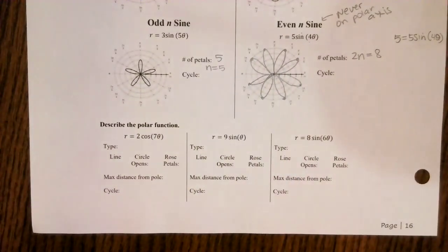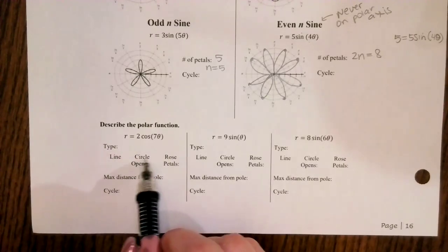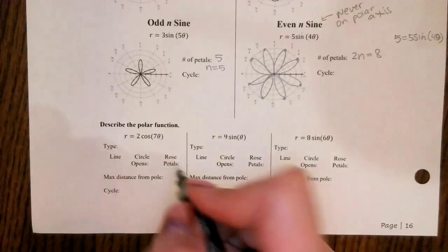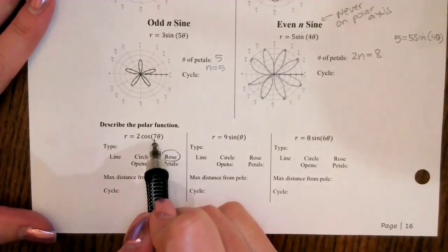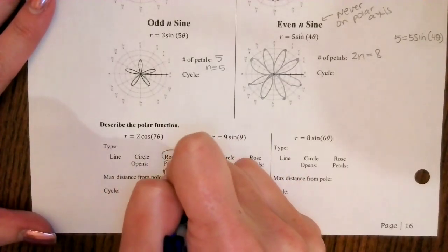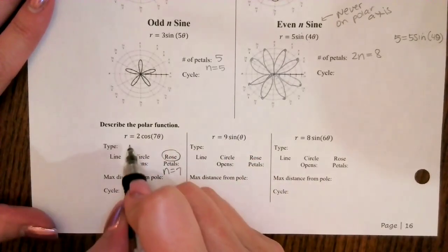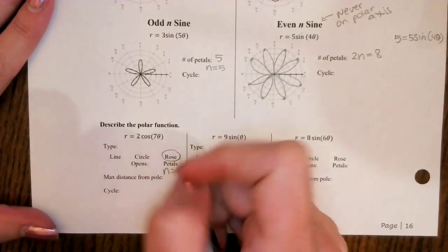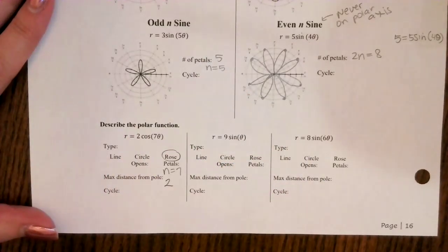It tells us here to describe the polar function. So they've given us the equation here. They ask us, is that a line, a circle, or a rose? I have a B value, so I know it's going to be the rose. This is odd, so I'm going to keep that number of petals. So that will have 7 petals. And then this number in the front is our max distance from the pole, which is the size of that petal. So that would be 2.